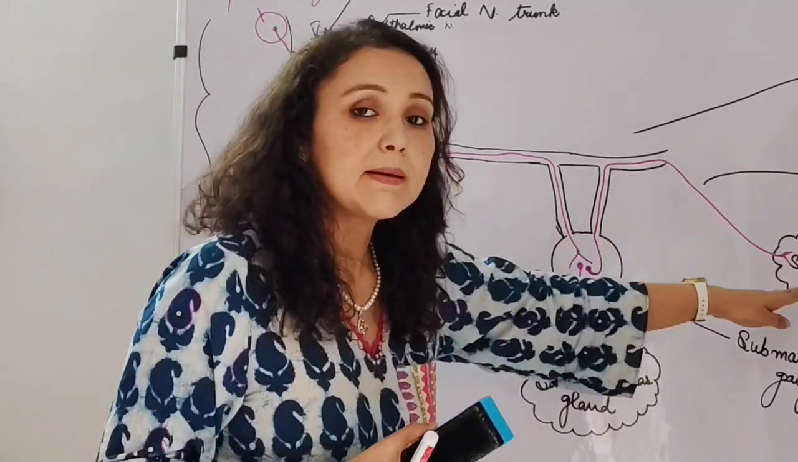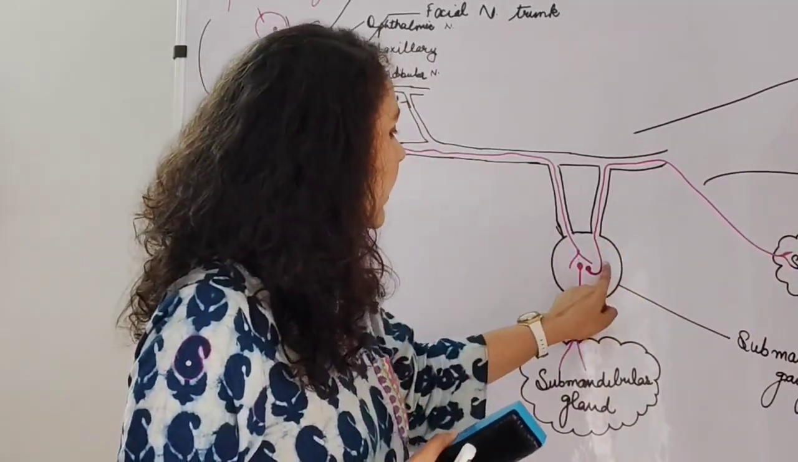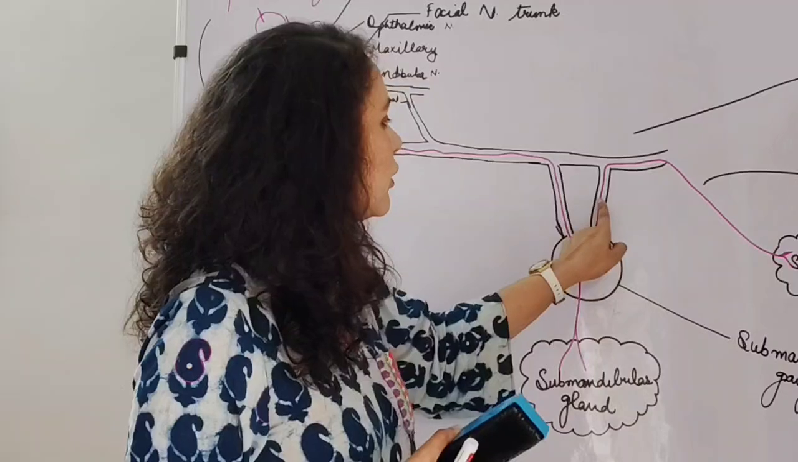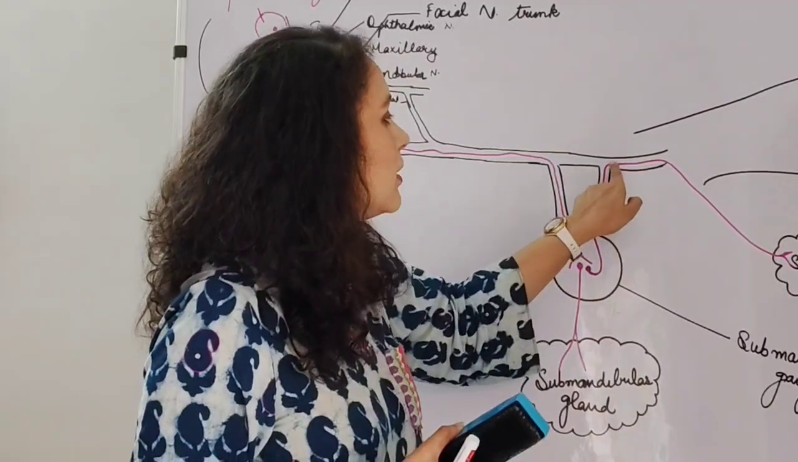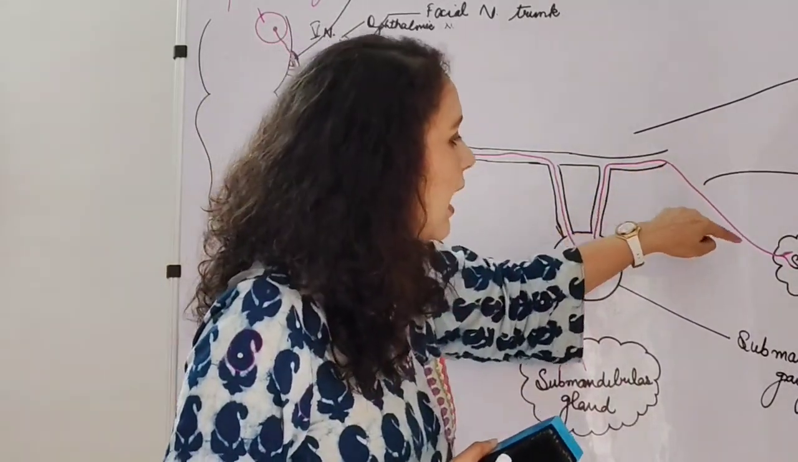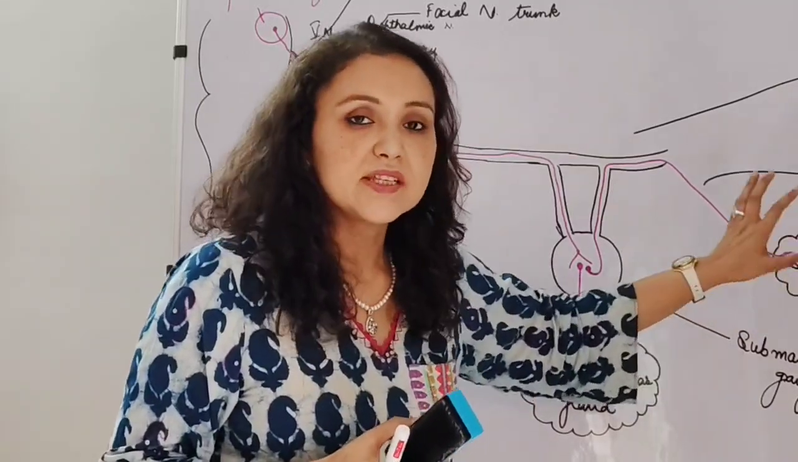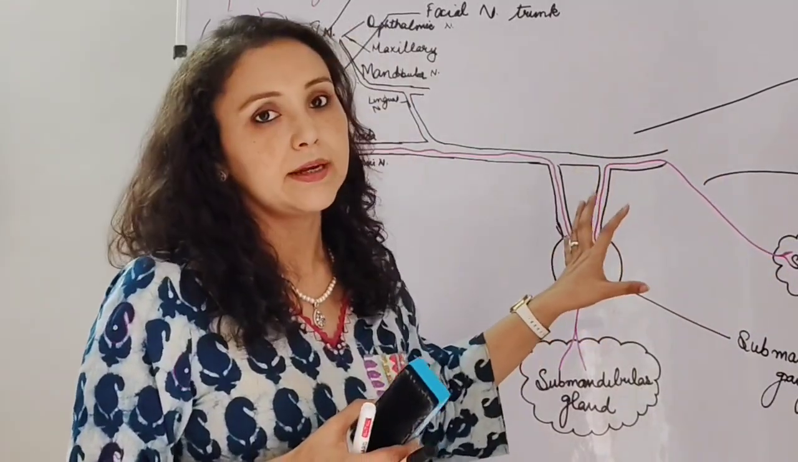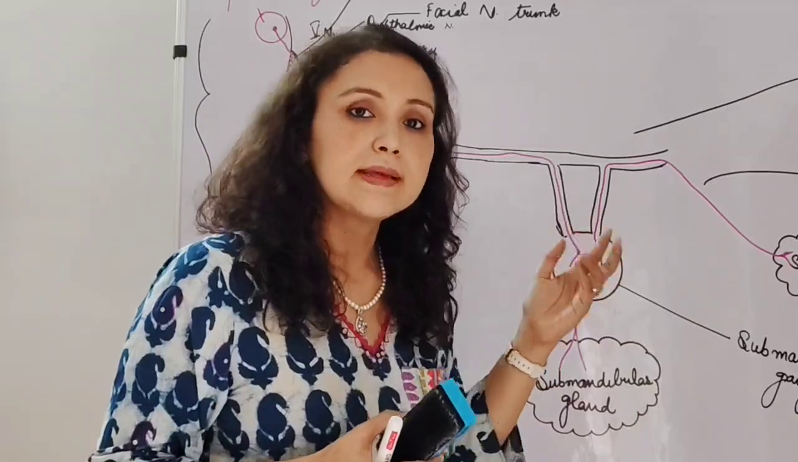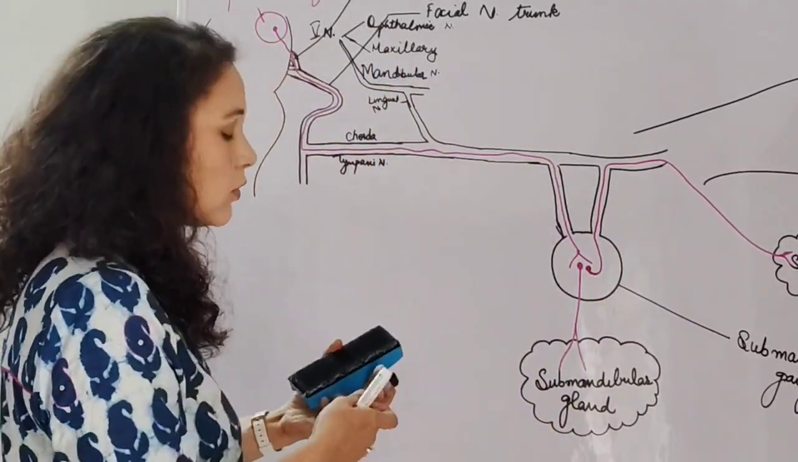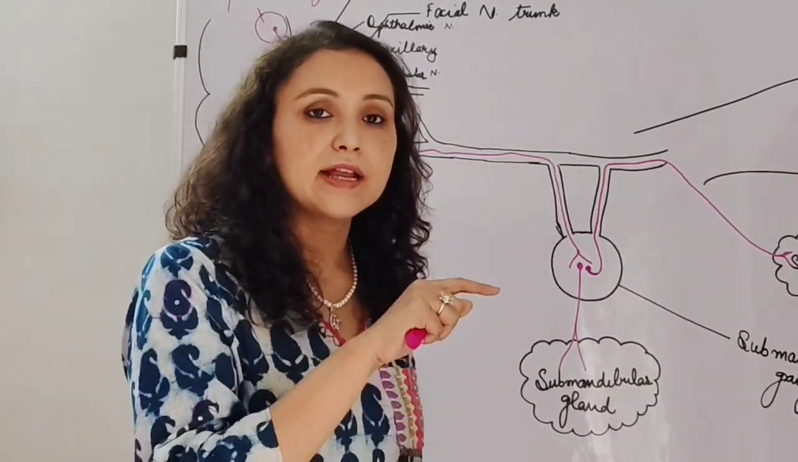And now what about the sublingual gland? They will again leave the ganglion through the anterior root, join the lingual nerve and now go and supply the sublingual gland. This is about the parasympathetic route. Now coming to the sympathetic route. Sympathetic route, as usual, we did it in the previous class also.